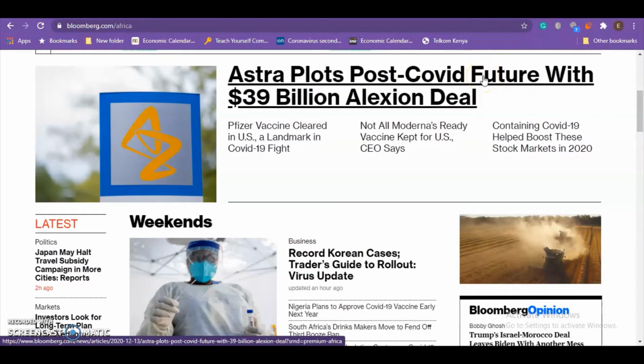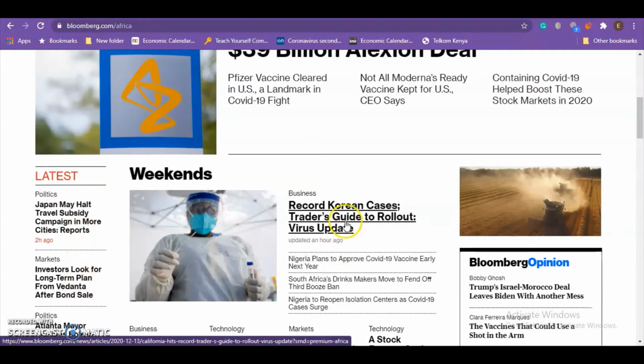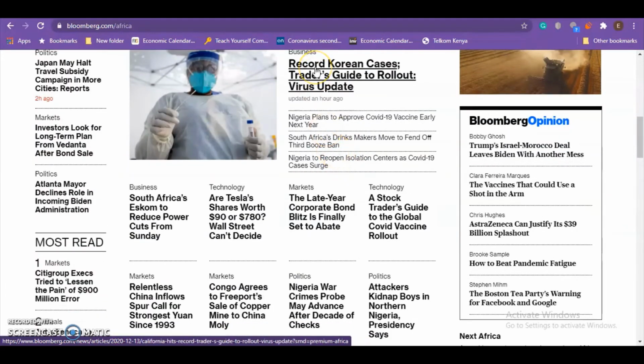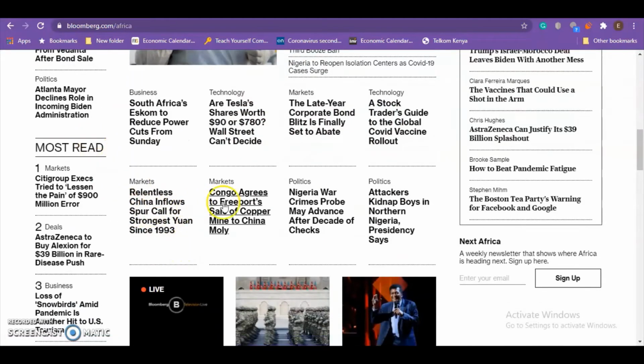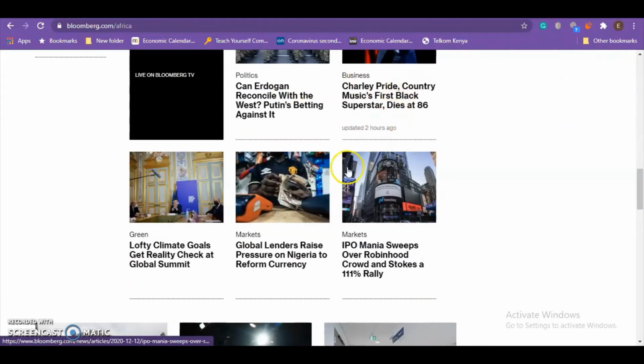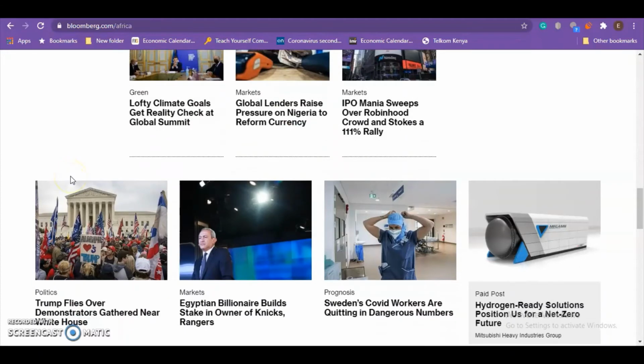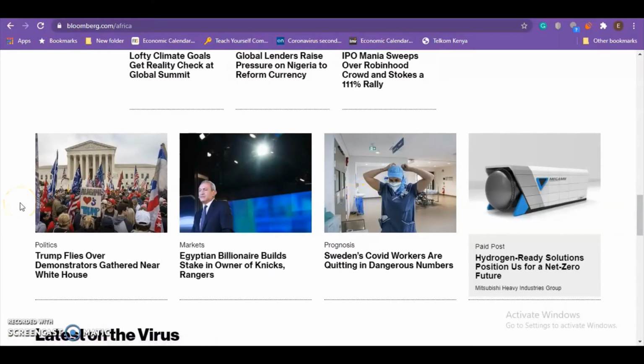Astra. Japan may hold a subsidy campaign in Aussie. Also, we can see Korean cases upset. So I just came and looked for the good financial news, or rather just to keep me in touch with the financial news. Also, there are talks about the stimulus packages both in Europe by President Christine Lagarde, and also in the US.